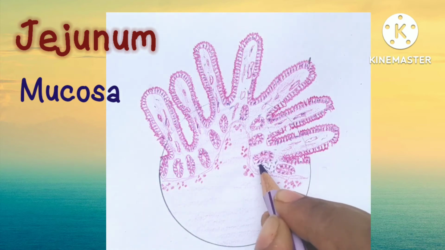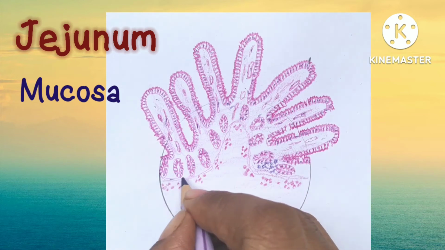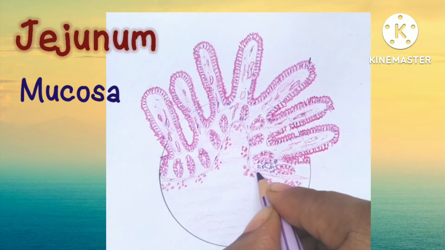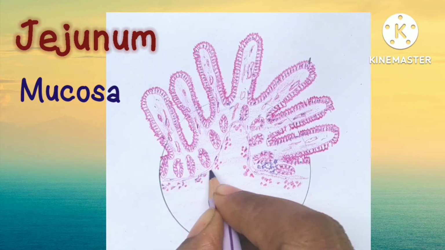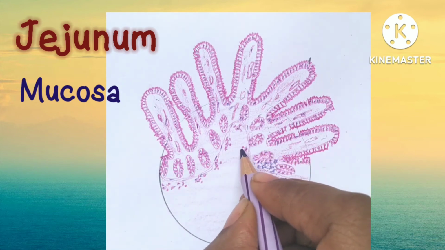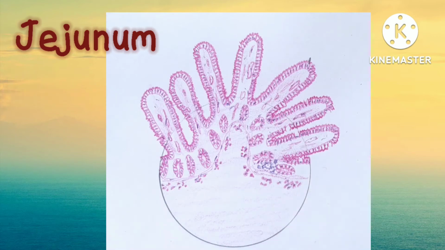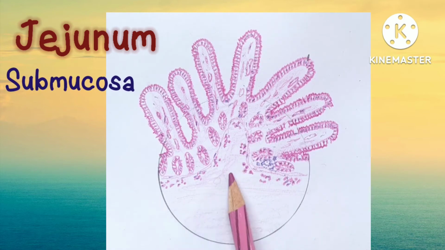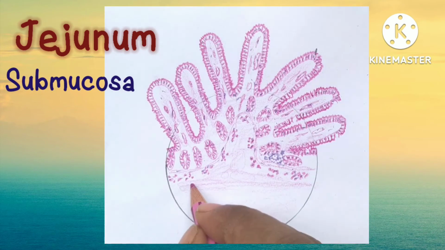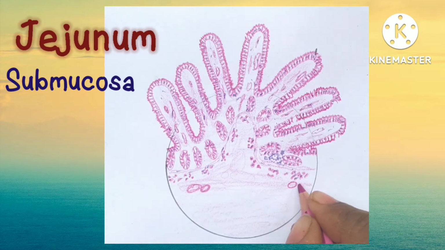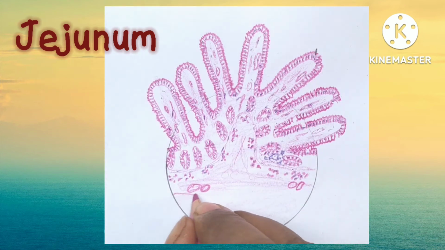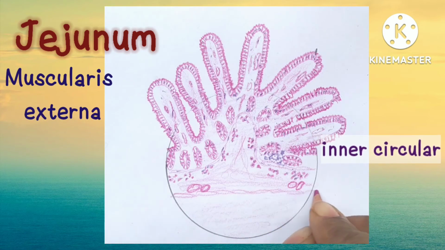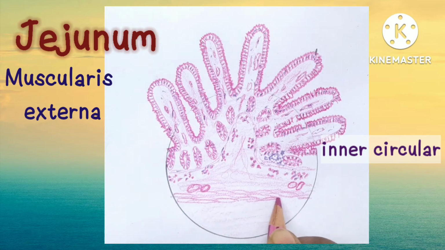One place you can show the lymphatic nodule also. In other places show the scattered lymphocytes. Now the next layer, the submucosa, contains dense connective tissue and some blood vessels and adipose tissue. No submucosal or Brunner's glands. Absence of Brunner's glands. Then the muscularis externa, the same way you have to write the inner circular and outer longitudinal layer.